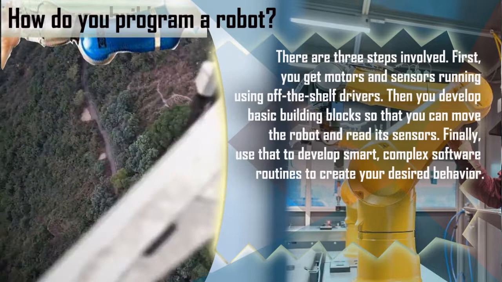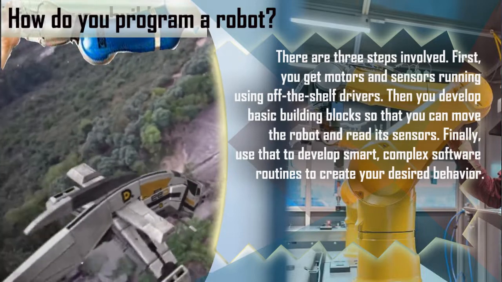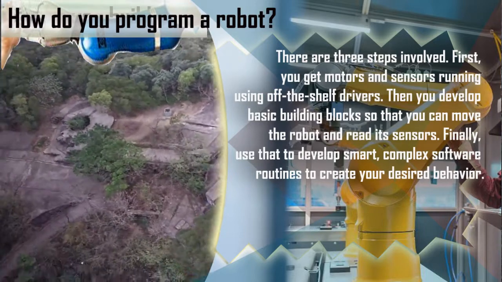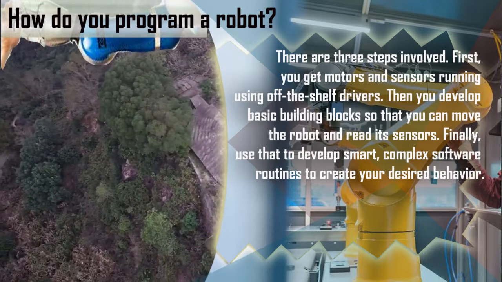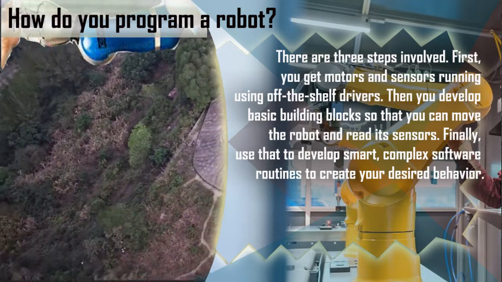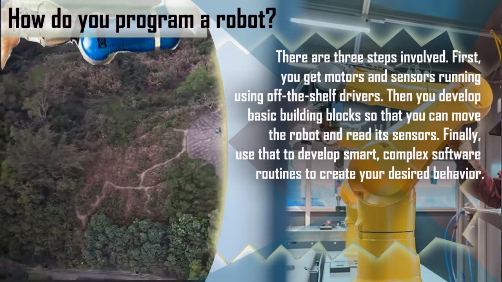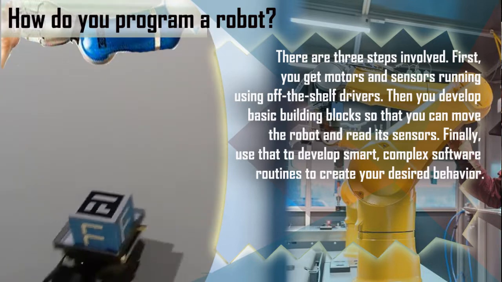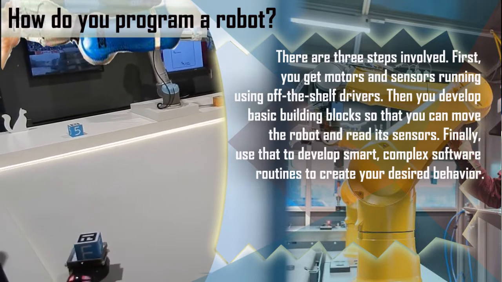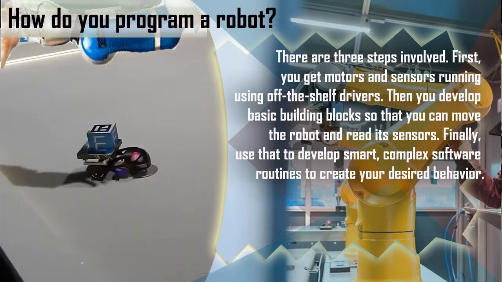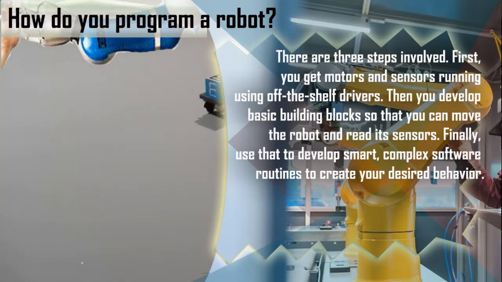How do you program a robot? There are 3 steps involved. First, you get motors and sensors running using off-the-shelf drivers. Then you develop basic building blocks so that you can move the robot and read its sensors. Finally, use that to develop smart, complex software routines to create your desired behavior.